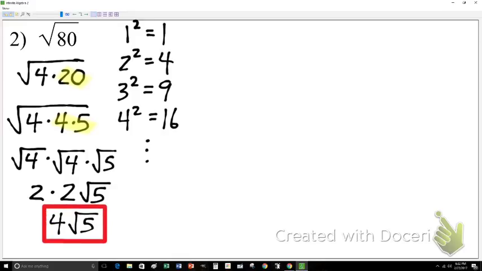Now you can save yourself quite a bit of time by factoring out the largest perfect square in the beginning. So, if we want to simplify the square root of 80 again, we can factor out the largest perfect square possible, 16. So if we factor 16 out of 80, we can factor 80 into 16 times 5.